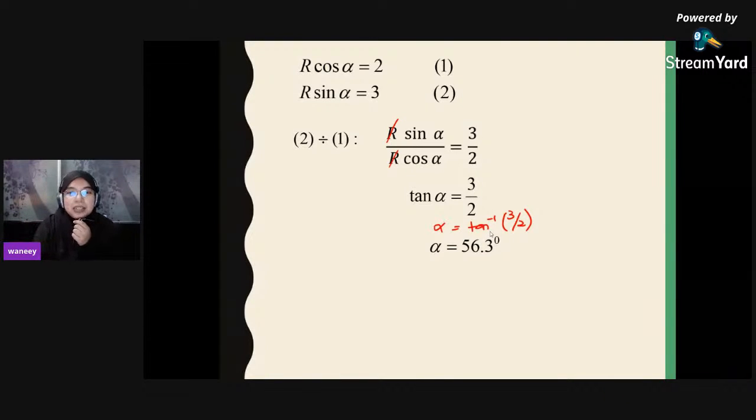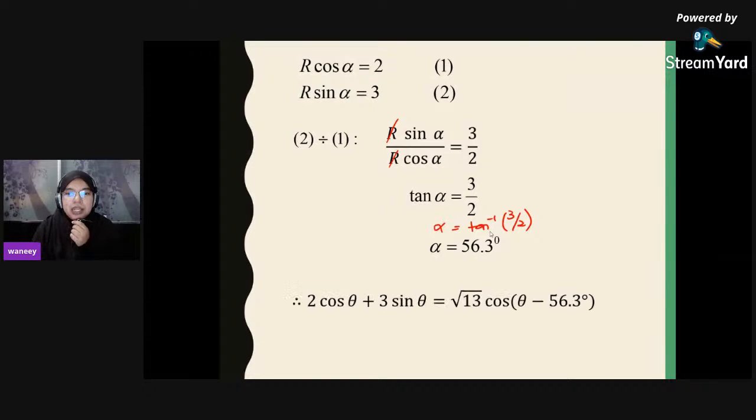Okay, so now once we have the value of the r, we already have the value of the alpha. We can simply substitute the value of the r and the alpha into r cos theta minus alpha. We already know the value of the r previously, square root of 13, and alpha is 56.3. Therefore, 2 cos theta plus 3 sin theta is equal to square root of 13 cos theta minus 56.3 degree.